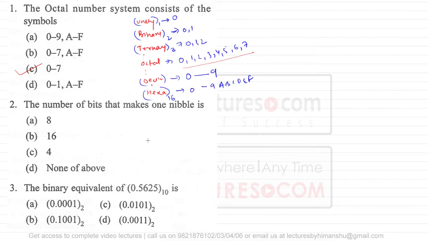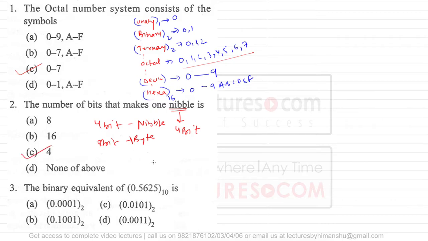Now let us look at the next question. They are asking for the number of bits that makes one nibble. See, a nibble is a combination of 4 bits, right? So we have 1 bit, 4 bits create a nibble, and a total of 8 bits create a byte. They are asking about the nibble, therefore the answer is option C.